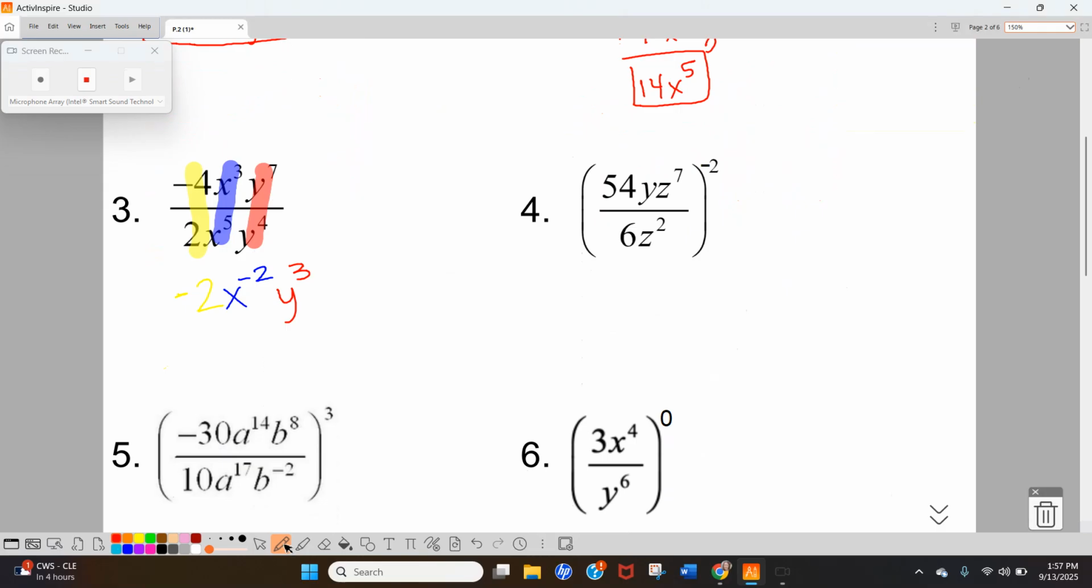All right, I'm going to go back and write this in orange just so it's a little easier to see. All right, so negative 2, that's just a regular old number. We're going to leave it be.